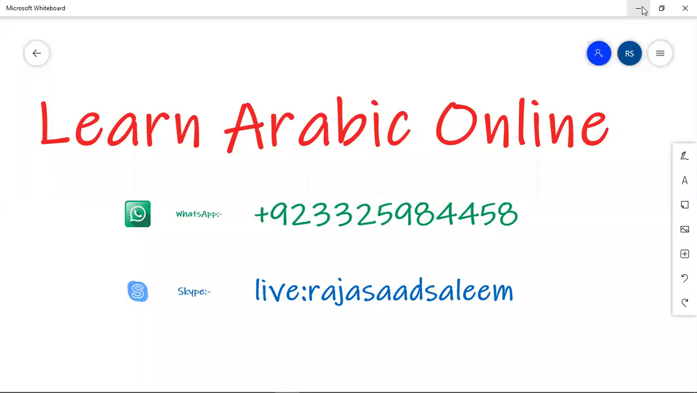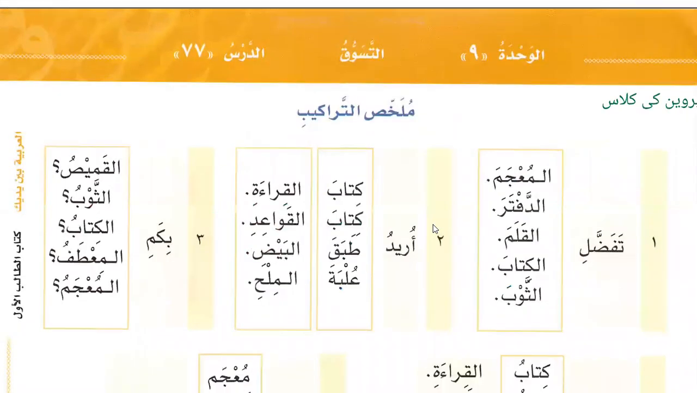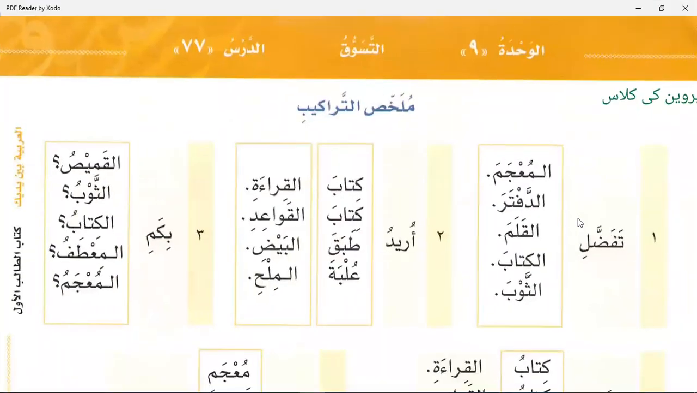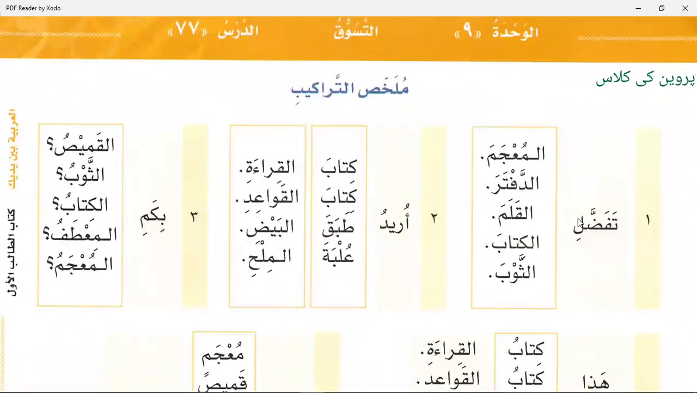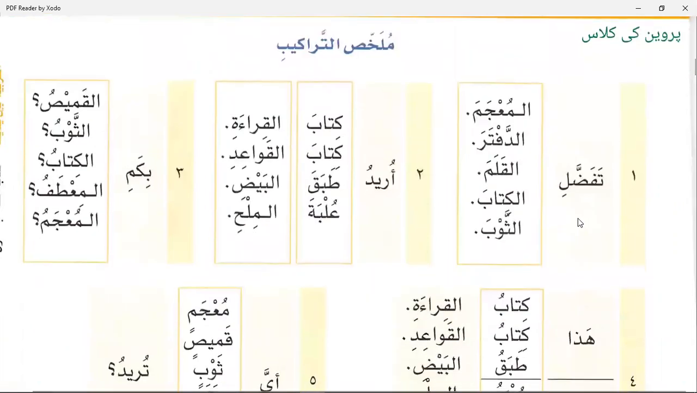Bismillah ar-Rahman ar-Rahim. Today we start al-Wahda al-Tasi'ah, Mulakhkhas al-Tarakib, summary of the structures. We have six boxes here. Ms. Serena, read the first two boxes.